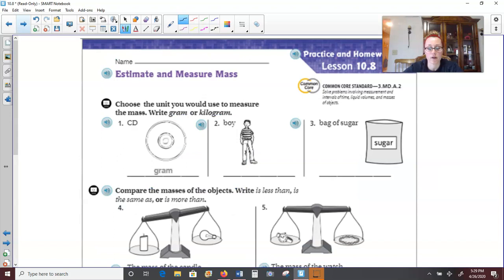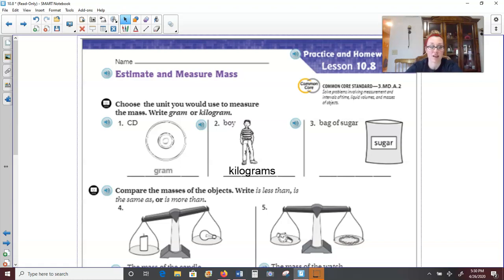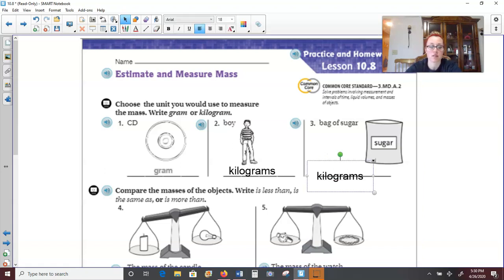All right, guys, now we are on to the practice and homework page already. So we need to tell if we would measure these items' mass using grams or kilograms. So a CD, we would use grams. To measure the mass of a boy or a girl even, we would use kilograms because we're pretty heavy. A bag of sugar, what do you think? Sugar is teeny tiny little specks of grains, but no, a bag of sugar is pretty heavy, so kilograms for the sugar.